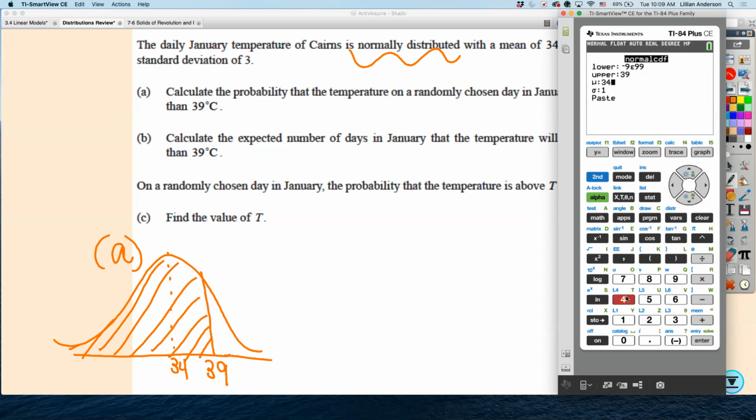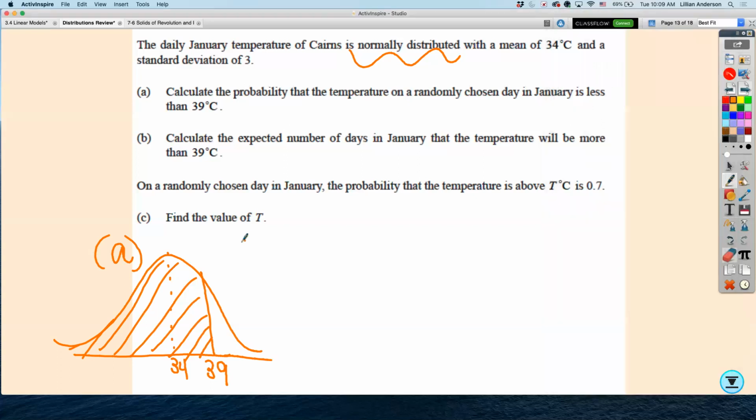Our mean is 34, and our standard deviation is 3. So we just fill that in, we paste it in, and that's going to be the probability that the temperature on a randomly chosen day in January is less than 39 degrees Celsius. So that's 0.952.